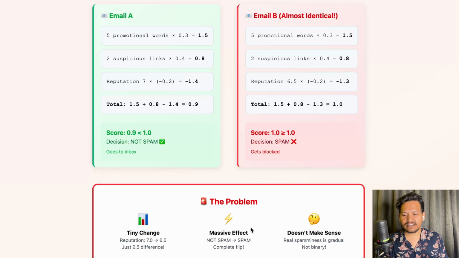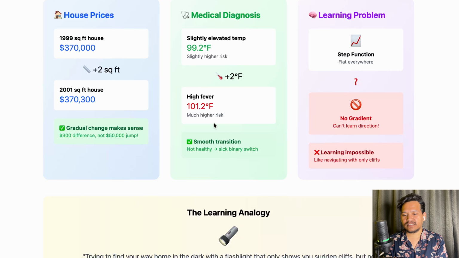This doesn't reflect reality. Email spamminess isn't just an on or off switch. This sudden jump problem appears everywhere in real life. House prices don't suddenly jump. A 1,999 square feet house will cost you $370,000. A 2,001 square feet house will cost you $370,300. The difference should be gradual, not a sudden $50,000 jump. Medical diagnosis isn't binary. Slightly elevated temperature will give you slightly higher illness probability. Very high temperature, much higher illness probability. It should be a smooth transition.